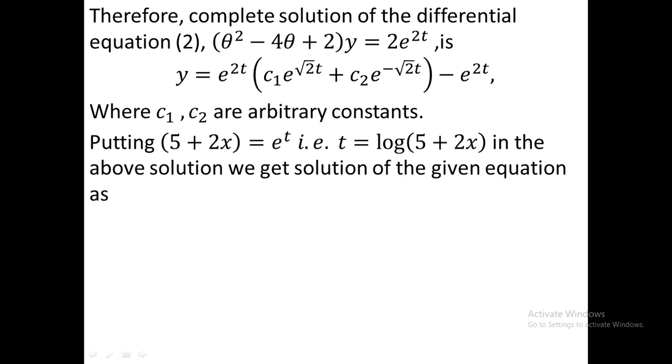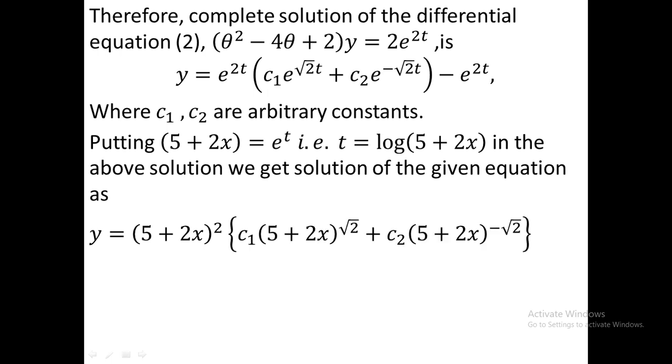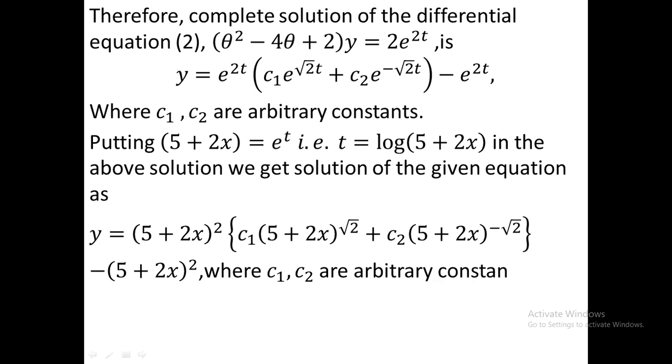After putting that, we get the solution of the given differential equation. You see that if you put that, e^t whole square is (5 + 2x)². e^t whole to the power √2 gives (5 + 2x)^√2. Here e^t means 5 + 2x, therefore (5 + 2x) to the power −√2, and this is minus (5 + 2x)². Okay, this will be the result. So y = (5 + 2x)²[c1(5 + 2x)^√2 + c2(5 + 2x)^(−√2)] − (5 + 2x)², where c1 and c2 are constants. Okay, this is the complete solution of the given differential equation.